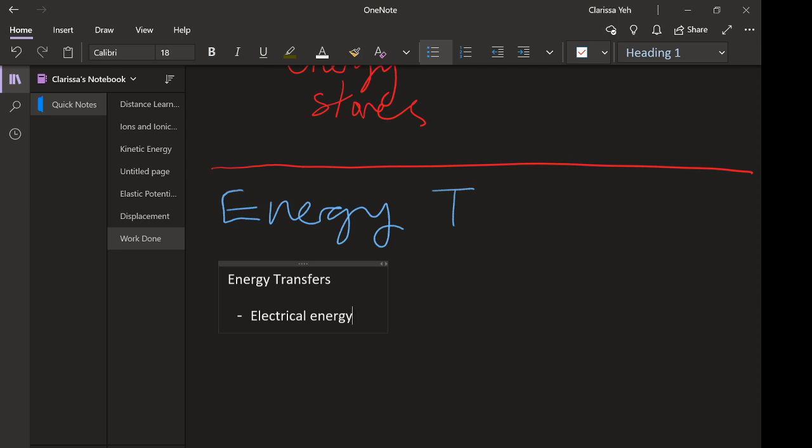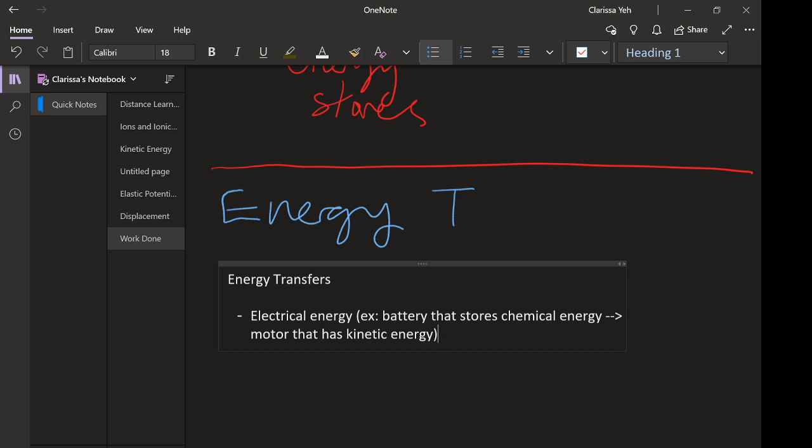So electrical energy is like an energy carrier, where say you had a battery that stores chemical energy. Well, it's going to transfer its chemical energy to, let's say, a motor that has kinetic energy. Well, to get it from that battery to that motor, we needed to have an energy transfer in place, which is electrical energy. You can also transfer energy to an environment.